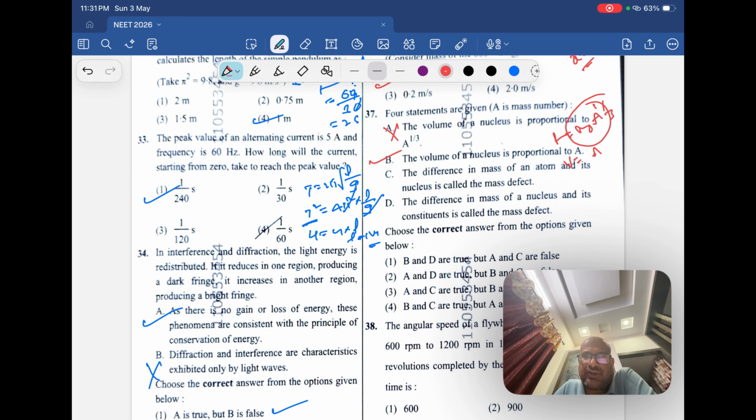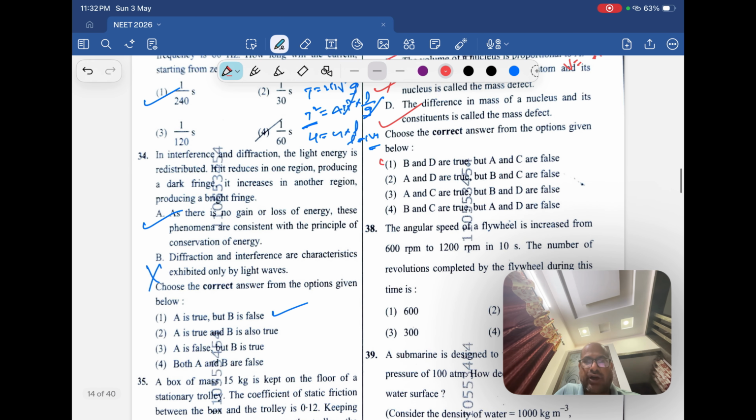Difference in mass of an atom and its nucleus is called mass defect. Difference in mass of the entire constituents of the atom minus mass of the nucleus is called what? Mass defect. Difference in mass of a nucleus and its constituents is called the mass defect. No, we are talking about the mass defect of a nucleus. Nuclear masses when they are free, and when they form the nucleus, that mass difference is called mass defect, right? So here B and D are true, but A and C are false. So option A is right.